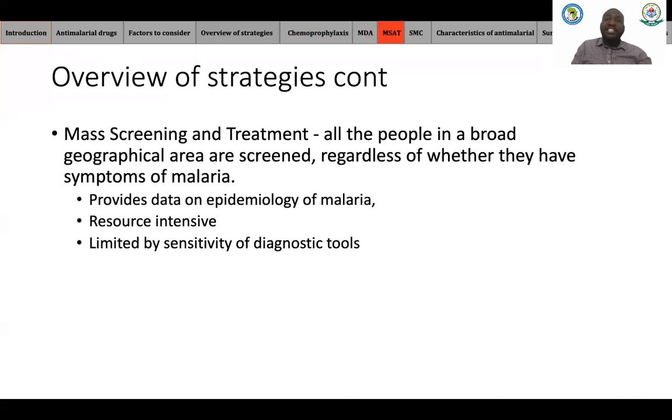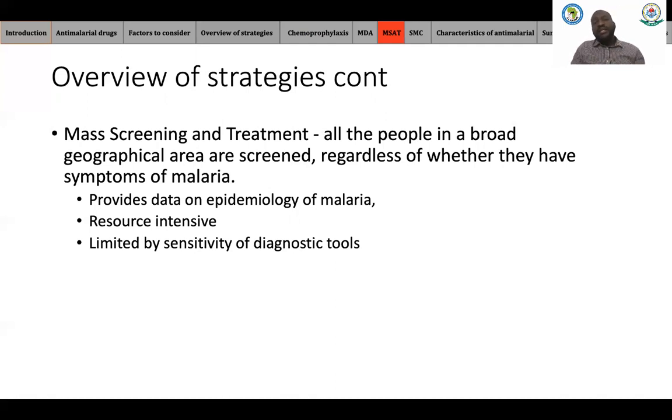Another strategy is mass screening and treatment. This is different from mass drug administration in that all people in broad geographical areas are screened regardless of whether they have symptoms of malaria, and the ones that are positive get treated. This is very useful because it also provides data on the epidemiology of malaria once you do it in a big setting, and it's much more focused on the people that test positive. But it is also resource intensive in terms of being able to test and treat everyone within the population. So it's quite an important consideration whether you have resources available.